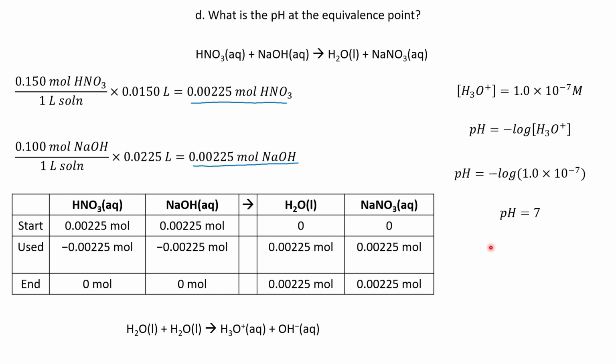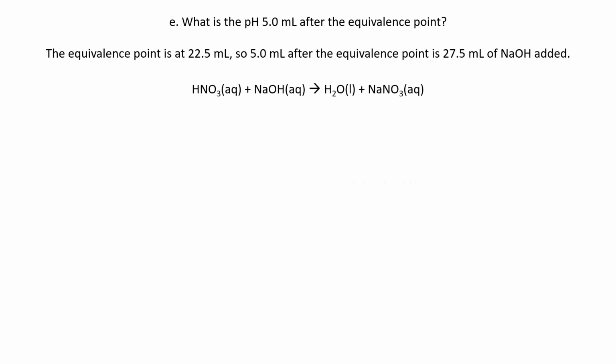I think it's pretty cool. Okay, that is part D done. Let's go on to part E. So now we want to know, what is the pH 5 milliliters after the equivalence point? So the equivalence point at 22.5, we're adding 5 milliliters. So now we're at a total volume of 27.5 milliliters of sodium hydroxide that has been added.